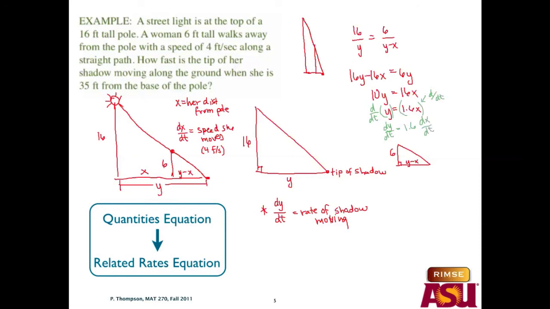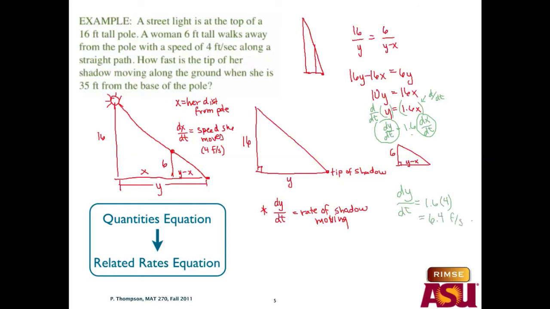So the rate at which the shadow is moving around the ground is 1.6 times the rate at which she's moving over the ground. So her shadow is moving at a constant rate when she's moving at a speed of 4 feet per second. So it's moving at a rate of 1.6 times 4. dy/dt equals 1.6 times 4, which would be what, 6.4 feet per second.